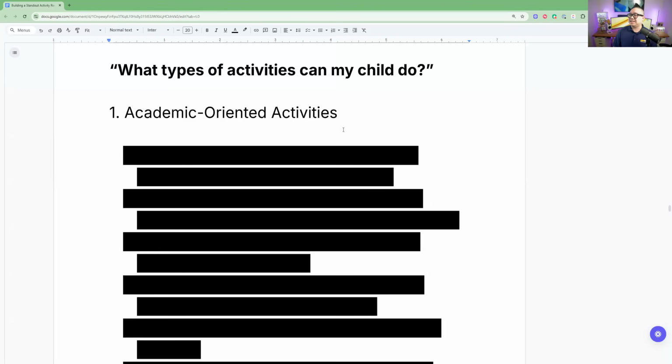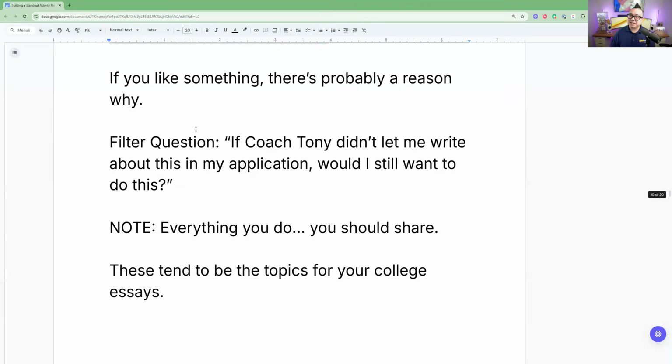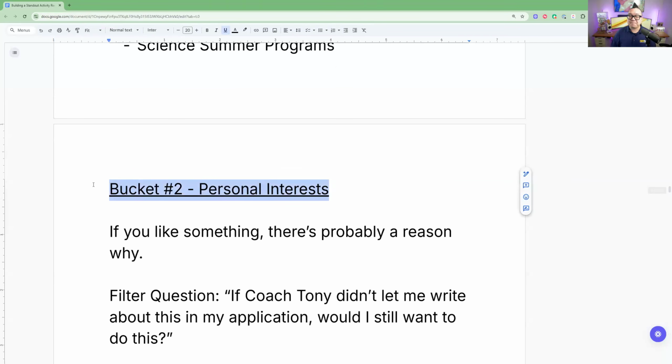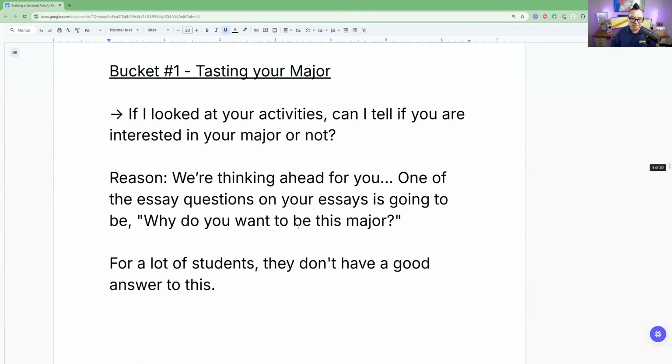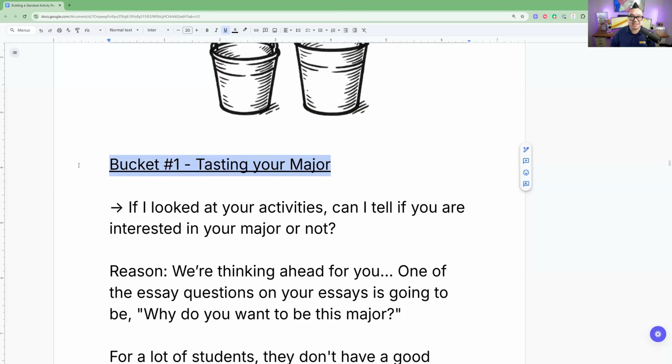There's nothing on this list that you have to do. There's nothing here that you should do. It's all based on you. So everything I'm going to share needs to trace back to either, is this a personal interest for my child, or is this something my child can use to taste their major? Okay, that's the key.